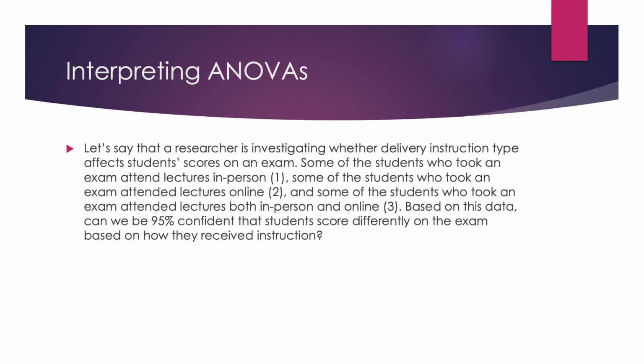So here's the problem. Let's say that a researcher is investigating whether delivery type of instruction affects a student's scores on an exam. Some of the students who took an exam attend lectures in person and they're given the code of 1. Some attend lectures online and they're given the code of 2. And some attend lectures both in person and online and they're given the code of 3. So based on this data, can we be 95% confident that students scored differently on the exam based on how they received instruction?